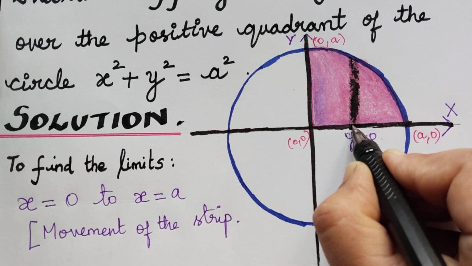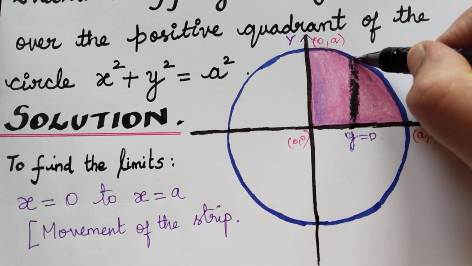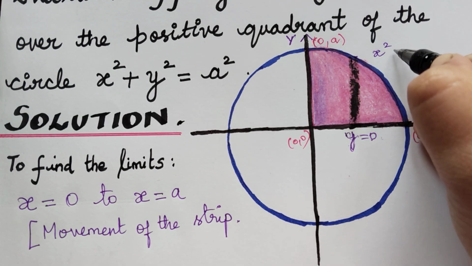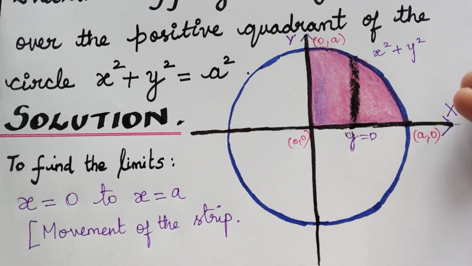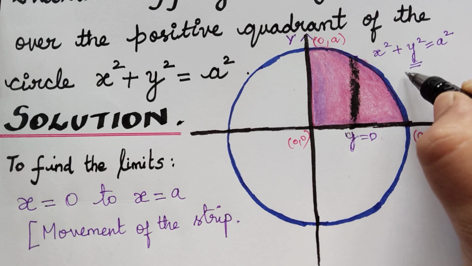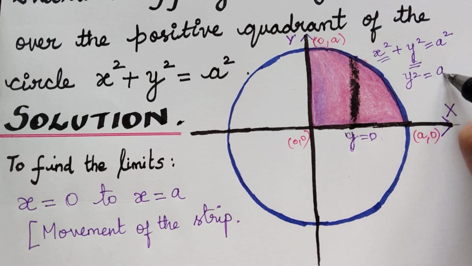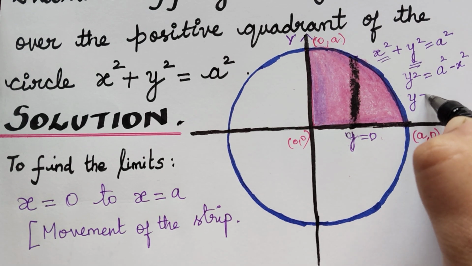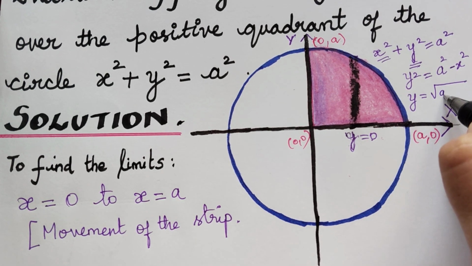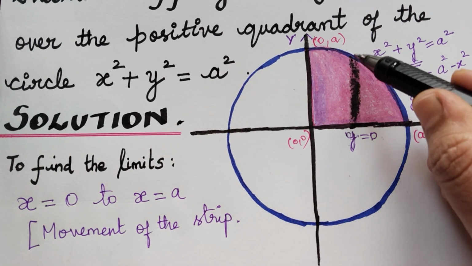So it starts from here and you could see that the other point touches the circle. Now what is the equation of the circle? The equation of the circle is x square plus y square is equal to a square. So from this we have to find the value of y. Taking this x square to the other side, we get a square minus x square, which gives the value of y to be equal to square root of a square minus x square. So this is how we have to find the limits for y.